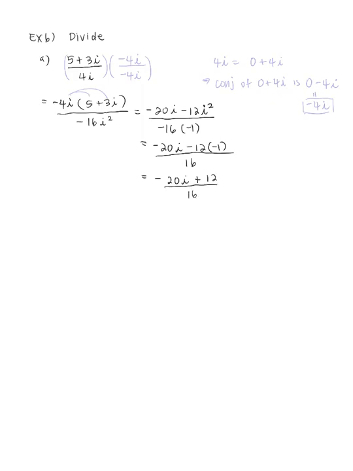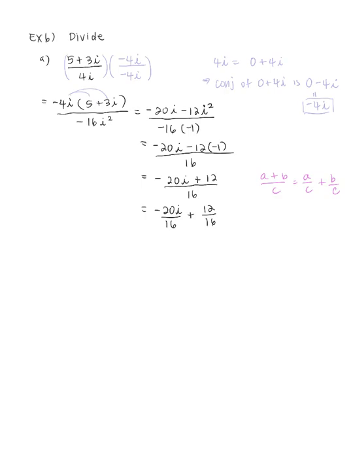Okay, so now remember this. A plus B all over C is A over C plus B over C, not A plus C. A over C plus the B over C. All right, so we're going to apply this and I'm going to split them up. So this is the same thing as negative 20i over 16 plus 12 over 16. Okay, so now we're going to reduce this all the way.